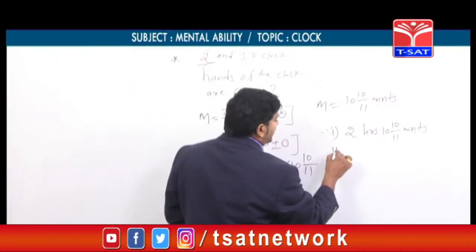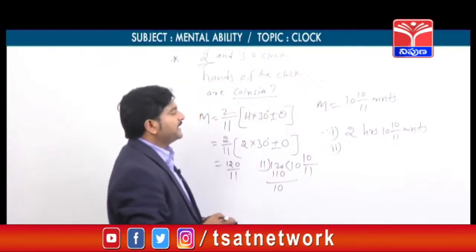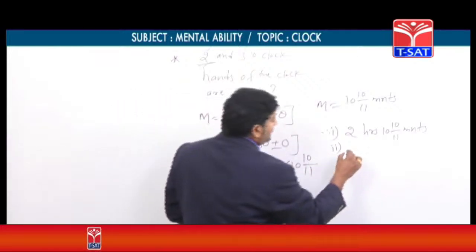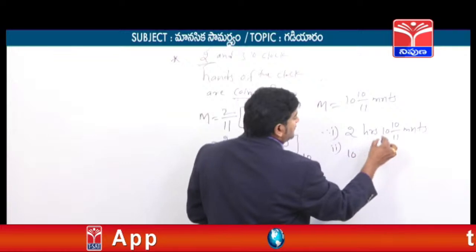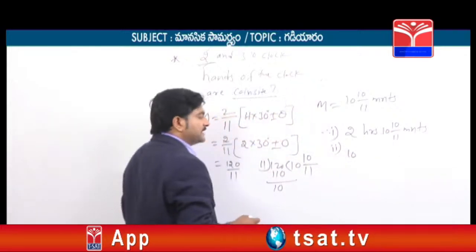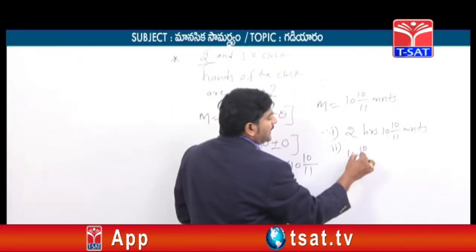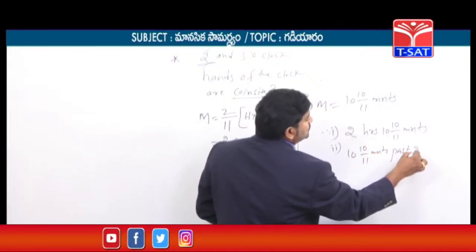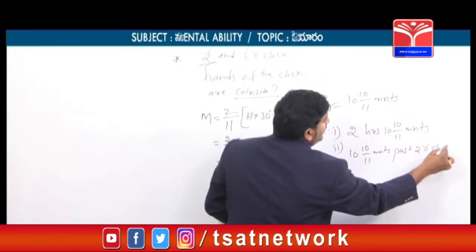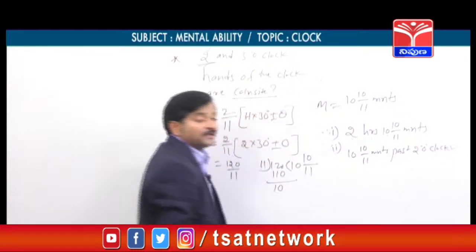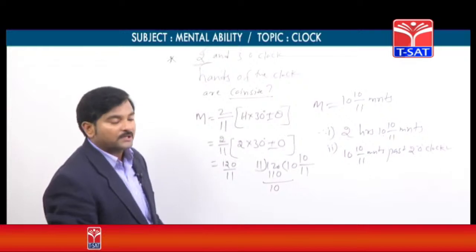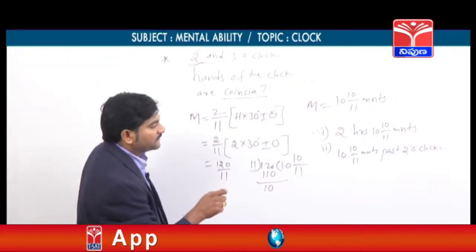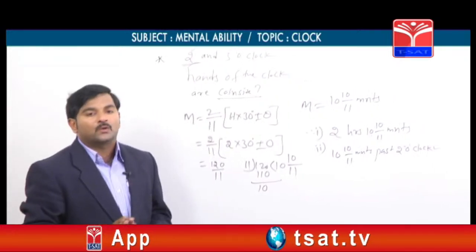And the second type is simpler. Since the time is 2 hours 10 by 11 minutes, we can write it like this also: 10 by 11 minutes past 2 o'clock. So usually the answer may appear in this way: 10 by 11 minutes past 2 o'clock. Exactly at this point of time, the two hands of the clock coincide.